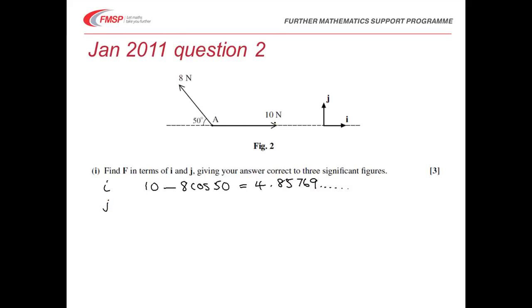Try and keep that value in your calculator. Then if we do the J direction, the 10 Newton force doesn't have a component vertically because it's all horizontal, so we're just looking at the 8 Newton force. That will be 8 sine 50 vertically upwards, so it's positive because it's in the positive J direction, and that works out to be 6.128. Keep that value in your calculator as well. So the resultant force, rounded to 3SF, will be 4.86 in the I direction plus 6.13 in the J direction.